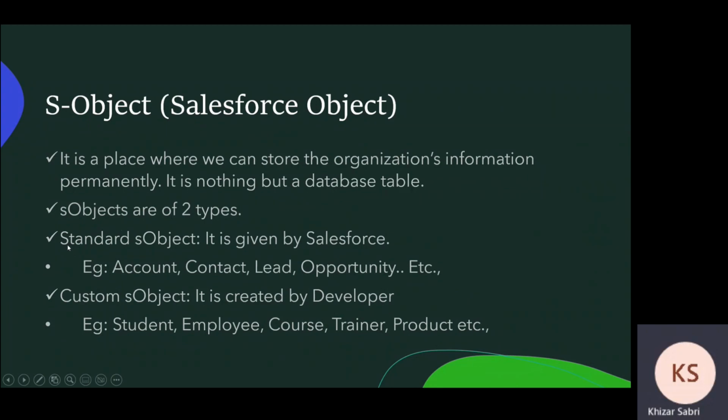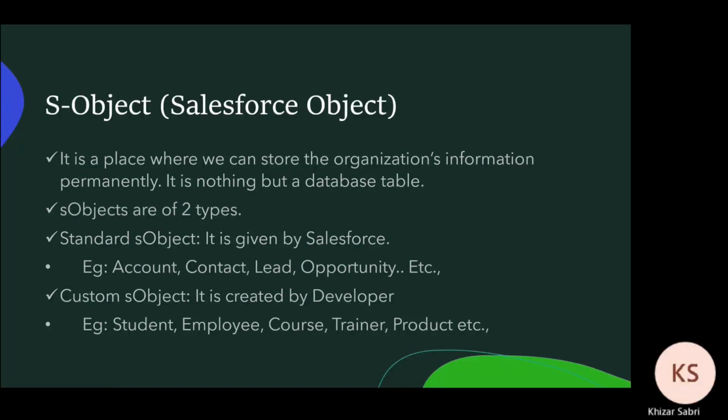The object has two types. Remember, I told you, you guys are not going to get rid of standard or custom, right? The more you go through this course, the more standard and custom is going to keep popping up. A standard object is given by Salesforce, for example account, contact, lead, opportunity, right? These are all standard. Custom: student, employee, course, trainer, product, right? Just one more time, can somebody please tell the class the difference between standard and custom, so that we hammer down this point?